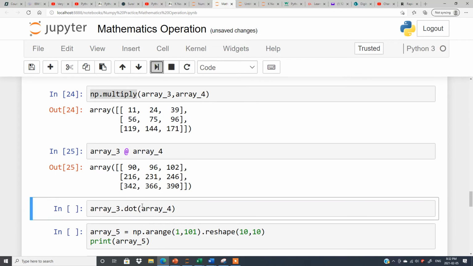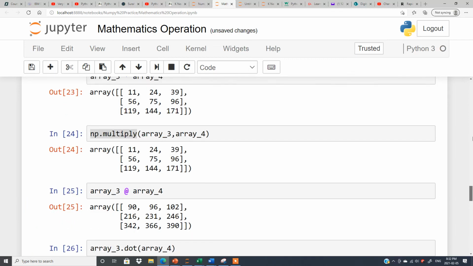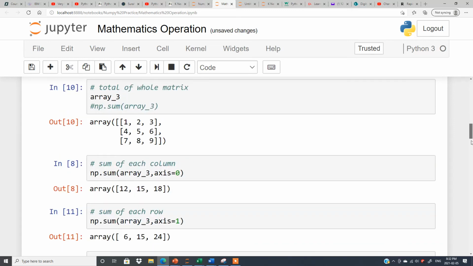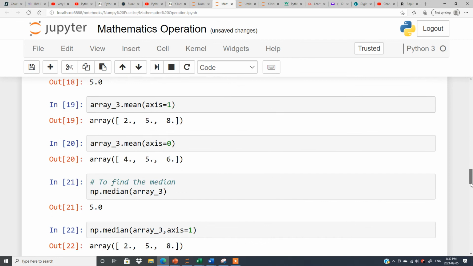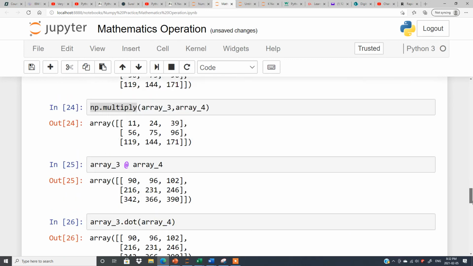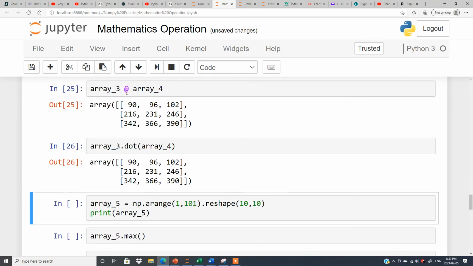For dot, same thing, this is the correct answer, because of how we multiply: we multiply the first row with the first column, then this with this, then this with the third column, and so on, right? So multiplication is totally different in matrices. If you want to multiply the corresponding entries, this method is fine. But if you want the correct answer, then you have to use the add function or the dot function.